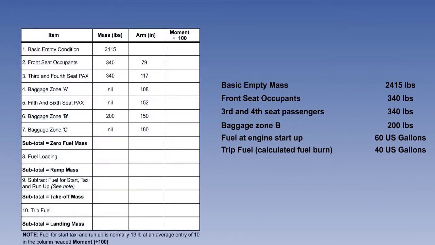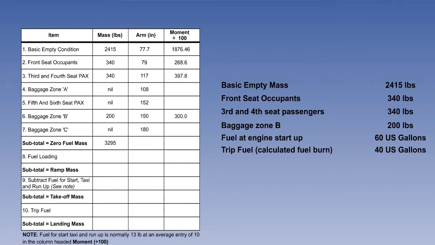Using figure 2.4 in the CAP, under the column heading Mass, enter the values against the appropriate item, and total the mass column item 1 to 7 to obtain the zero fuel mass, which we can see here is 3,295 pounds. Enter the arm for basic empty mass, 77.7 inches, which we get from the aeroplane description and data on section 2, page 1 of the CAP.